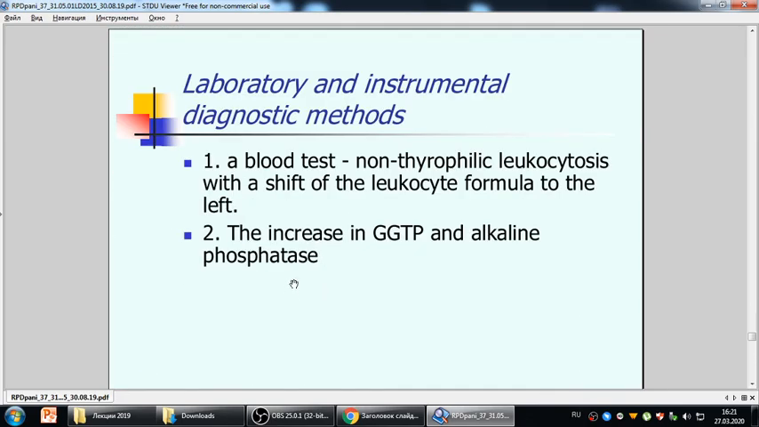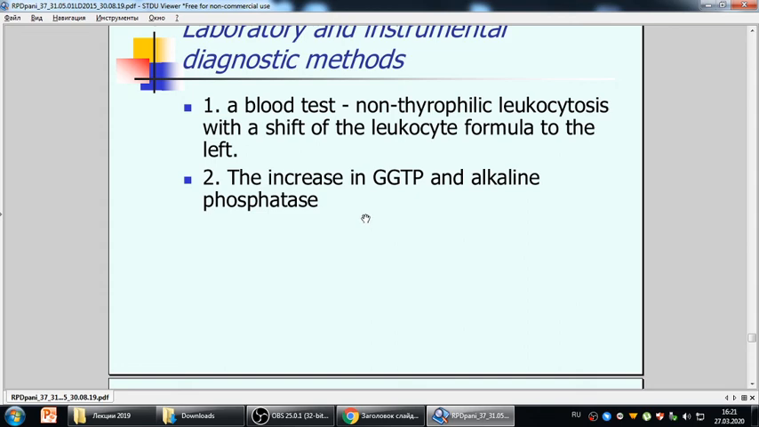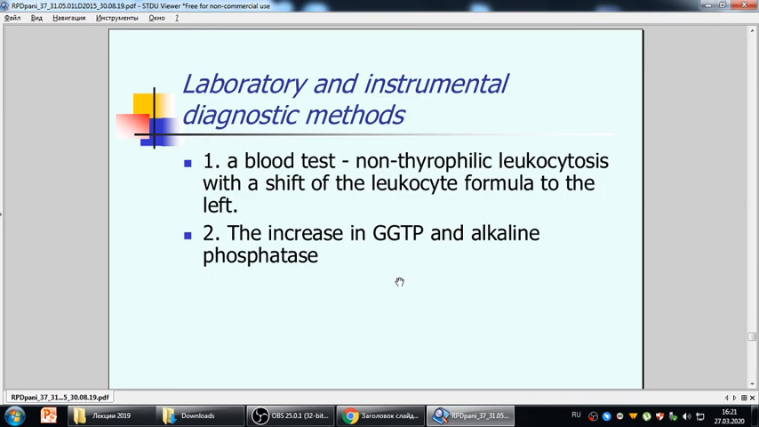Lab and instrumental: of course, the blood test shows us leukocytosis, a leukocyte formula shift to the left side, and may show increased ESR. And in case of cholestasis, cholestatic enzymes in blood will increase, such as GGTP and alkaline phosphatase. In case of involvement of the liver in the pathological process, ALT and AST levels may increase, but it's not characteristic for cholecystitis.